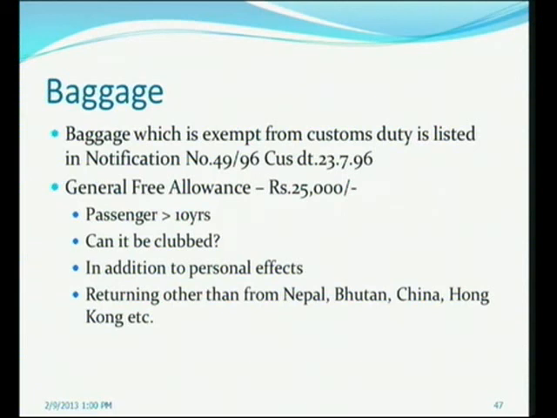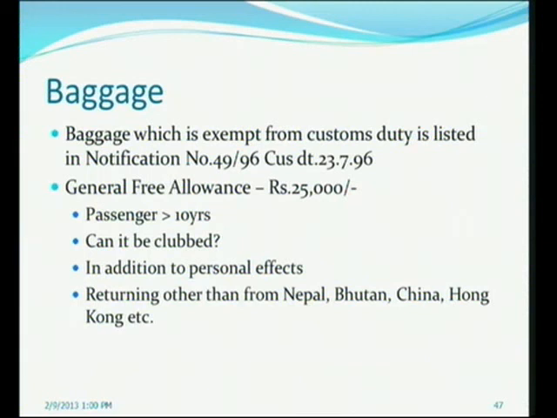Apart from this, whenever you come into India, there's something called the general free allowance. That is, up to a certain value, you can bring in goods and not pay the customs duty. How much value? 25,000 rupees. So, who can claim it? A person who is greater than 10 years can claim it.